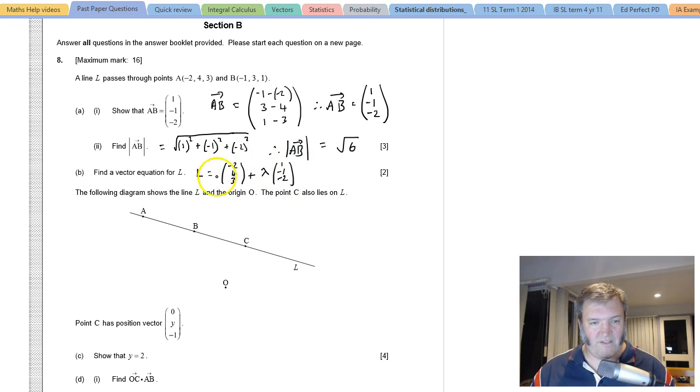So I've got a position vector to get me to a point on the line, and then a direction vector, so anywhere from that point, any multiple of that, positive or negative, is going to give me all the other points on the line eventually. All right, let's move on to the next one.